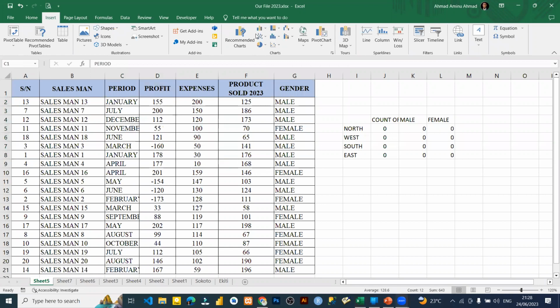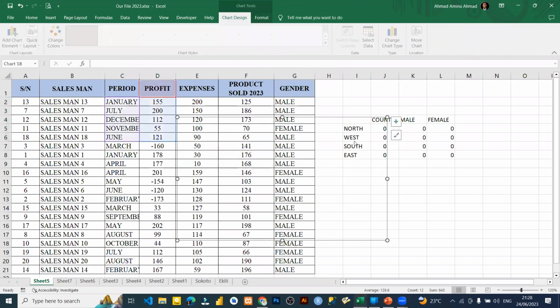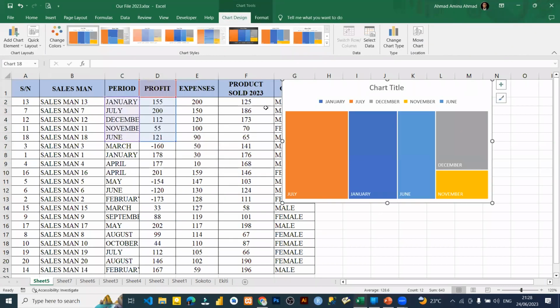Just click here, just click it. This is what this tree map shows. I know you will be seeing this tree map in most dashboards. You see, this tree map is showing July has the highest sales. If you look at July, it is 200, and none of the others has 200.